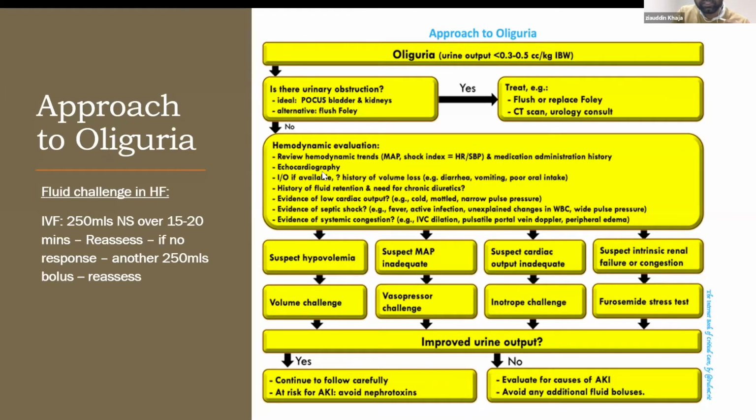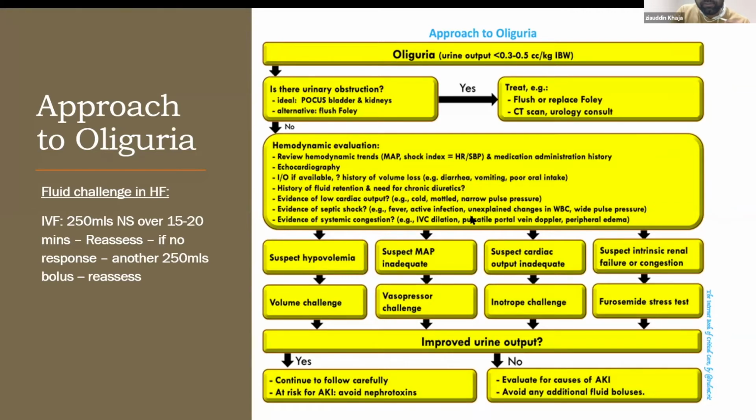And then echocardiography to see if the patient is in fluid overload, especially because of cardiorenal syndrome or hepatorenal syndromes. And then input output to see if they're maintaining adequate balance. And then if there is any history of fluid retention and need for chronic diuretics, and any evidence of low cardiac output, or evidence of septic shock and evidence of systemic congestion.